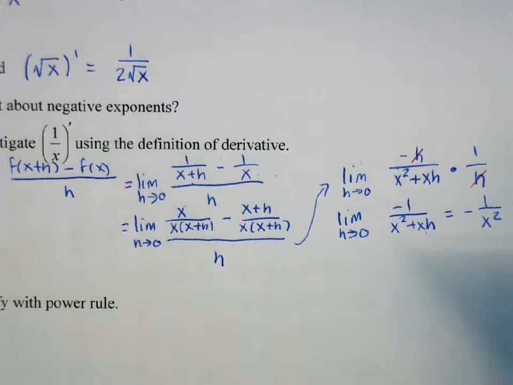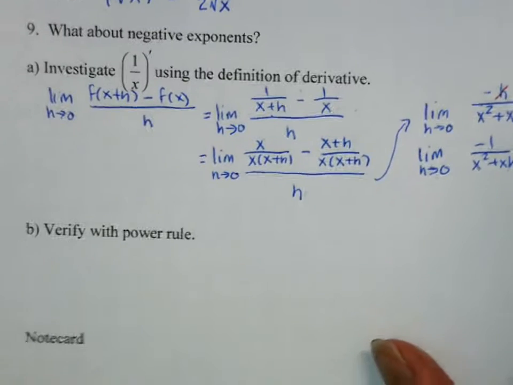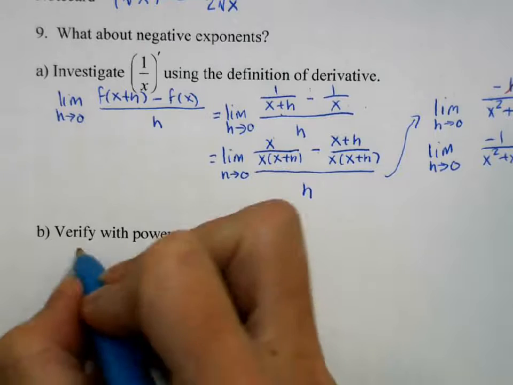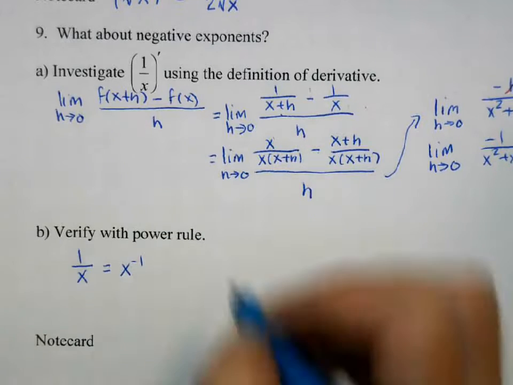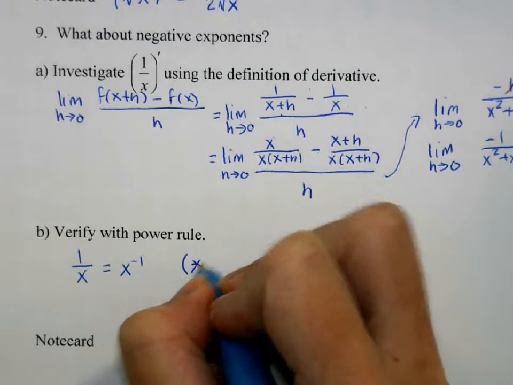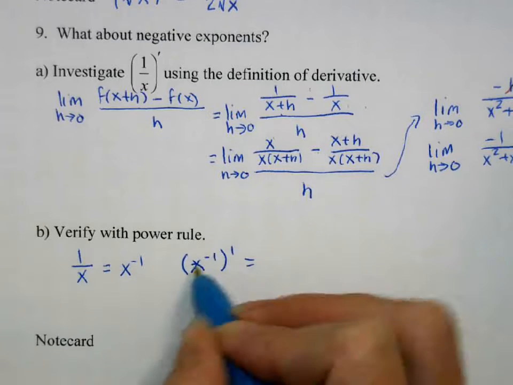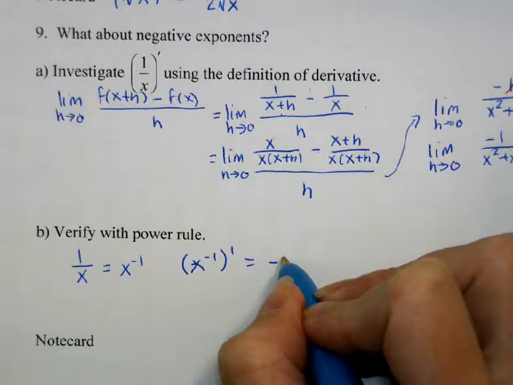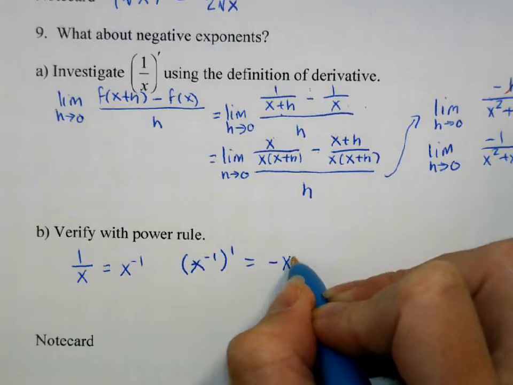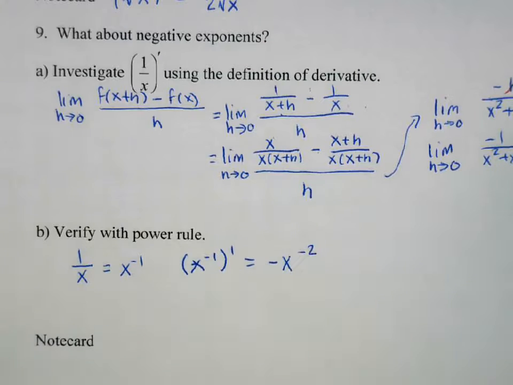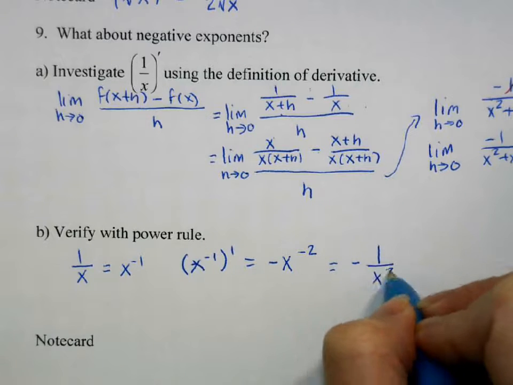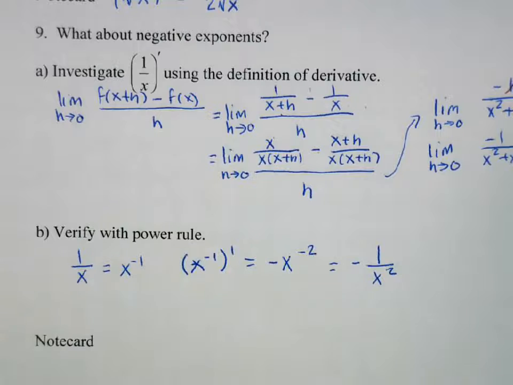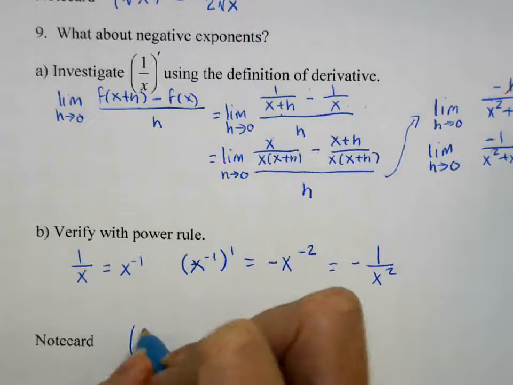Now let's verify with the power rule, because 1 over x is the same as x to the negative 1. Well, if I apply the power rule, we'll multiply the power down, so negative 1 x, and subtract 1 to the negative 2. Well, that's the same as negative 1 over x squared. So 1 over x prime is equal to negative 1 over x squared.